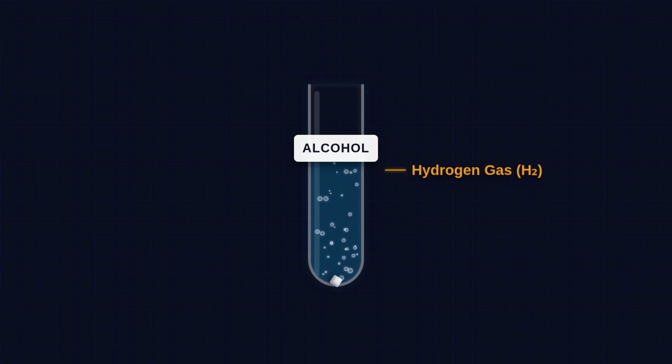In the lab, we don't need expensive machinery. We just need to ask the right chemical questions. Let's start with the most common group, the alcohols. Suppose we drop a tiny piece of metallic sodium into our mystery liquid. Notice how bubbles immediately begin to fizz and rise to the surface. That's hydrogen gas being displaced.